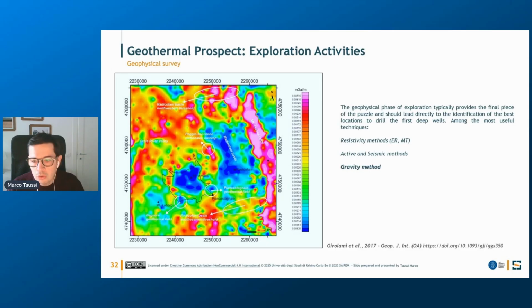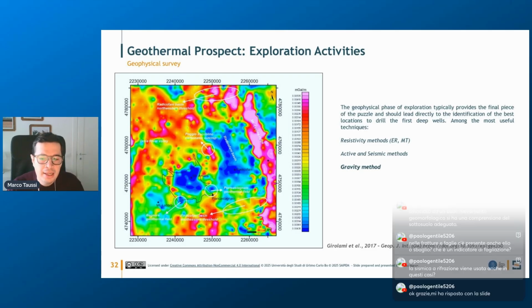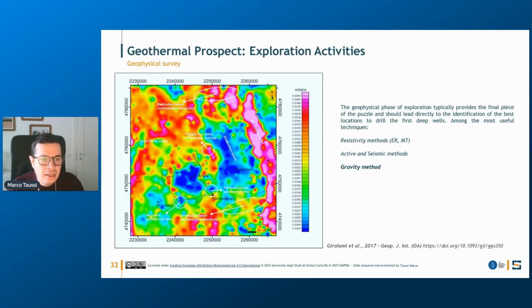But generally, a negative anomaly may indicate less dense materials, such as altered volcanic deposits or highly fractured water saturated zones, whereas a positive anomaly typically corresponds to denser rock, such as deep seated intrusions that could be associated with the heat source.